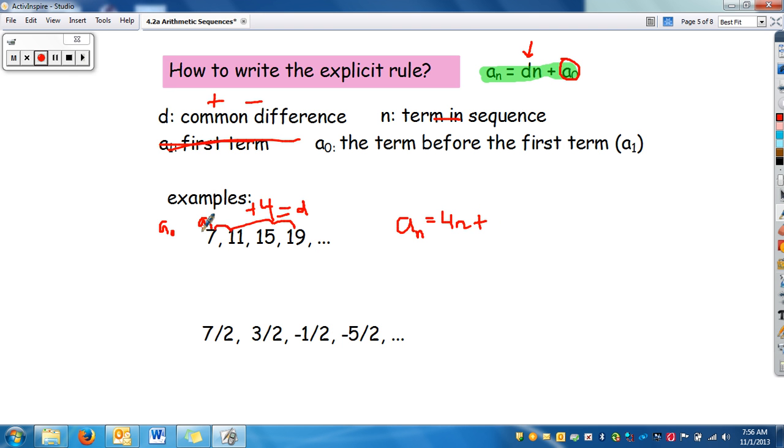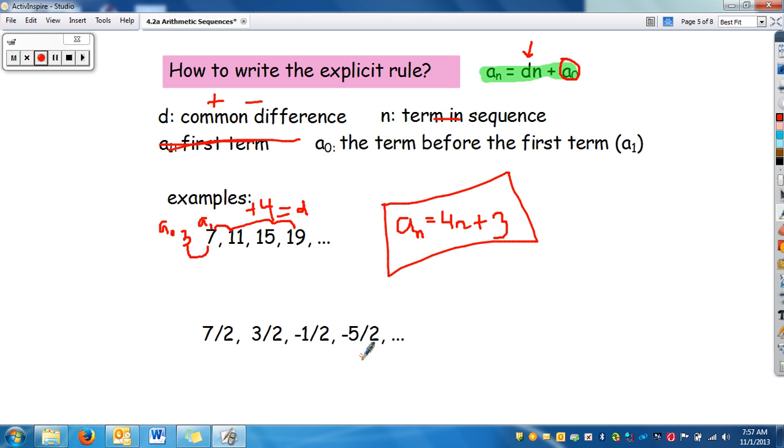Well, this is a sub 1. A sub 0 is the one that comes before that. So if I go this way, I add 4. This one, I subtract 4, and my first term is 3. So again, a sub 0 is what comes before the first term. So that's your explicit rule for the first one.